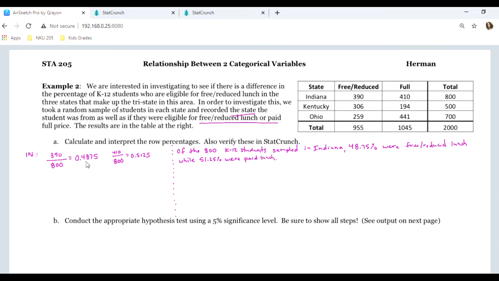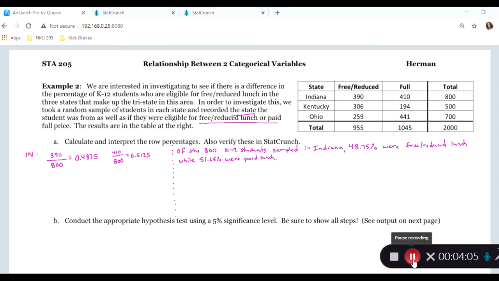So I've done Indiana. We're going to do the same thing for Kentucky and also for Ohio. So I suggest pausing the video here and then trying those on your own, because I'm going to come back and we're already going to have the answers. So again, pause it and try it on your own.